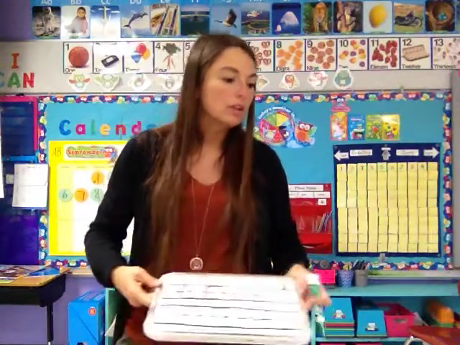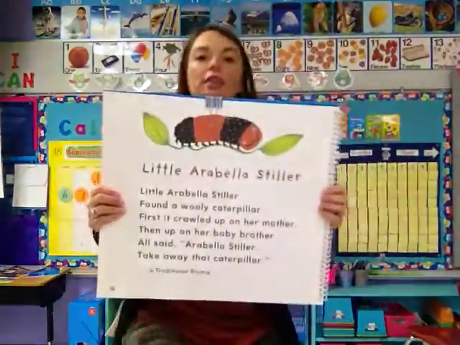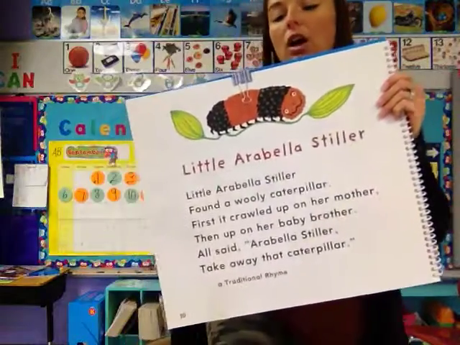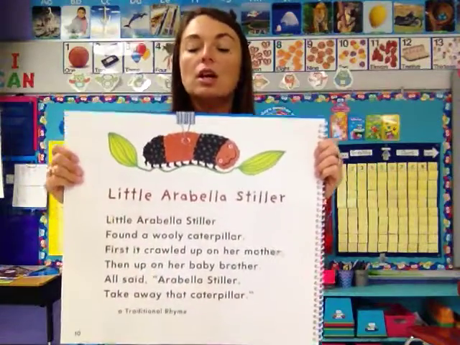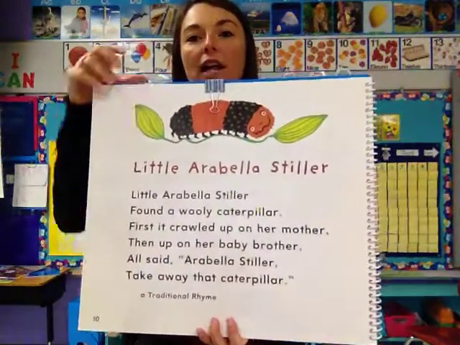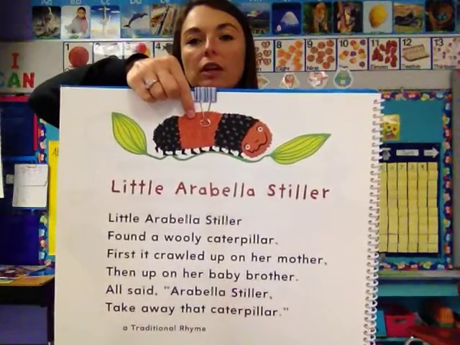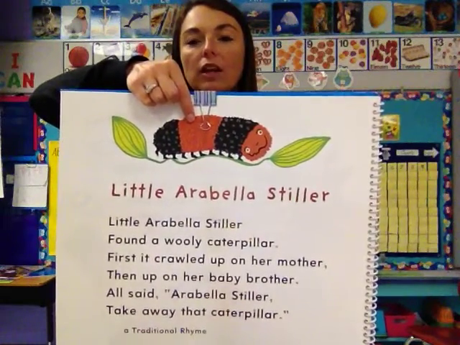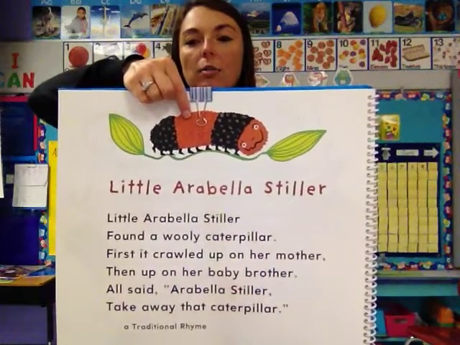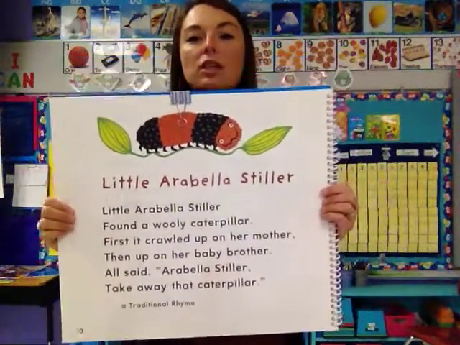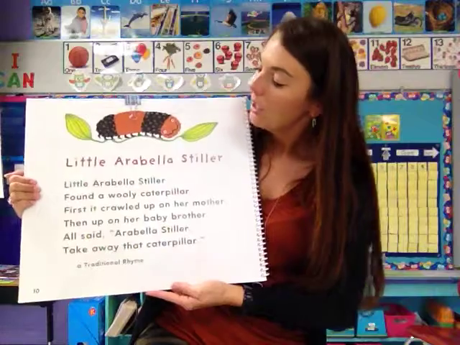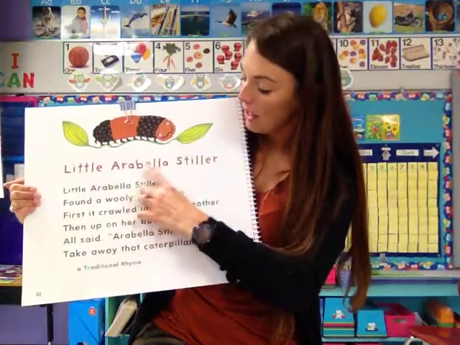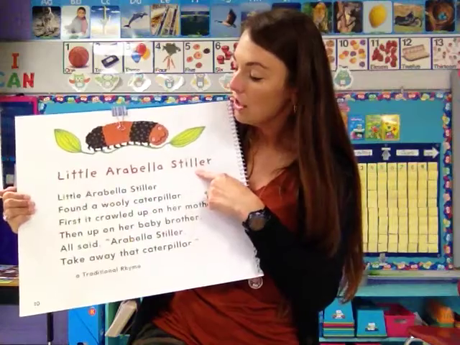Now this morning we're going to read a little story, and we're going to use this story to talk about several different things. We've been focusing on our names, on uppercase letters, lowercase letters. We've been talking about rhyming words, syllables. So first we're going to listen to this story about a little caterpillar. This is a caterpillar, and then it becomes a butterfly, which we'll talk about later in the year. But right now we're just going to listen the first time through, and then we'll do some activities with this little story. Okay? So this is called Little Arabella Stiller. So let's see what she does.